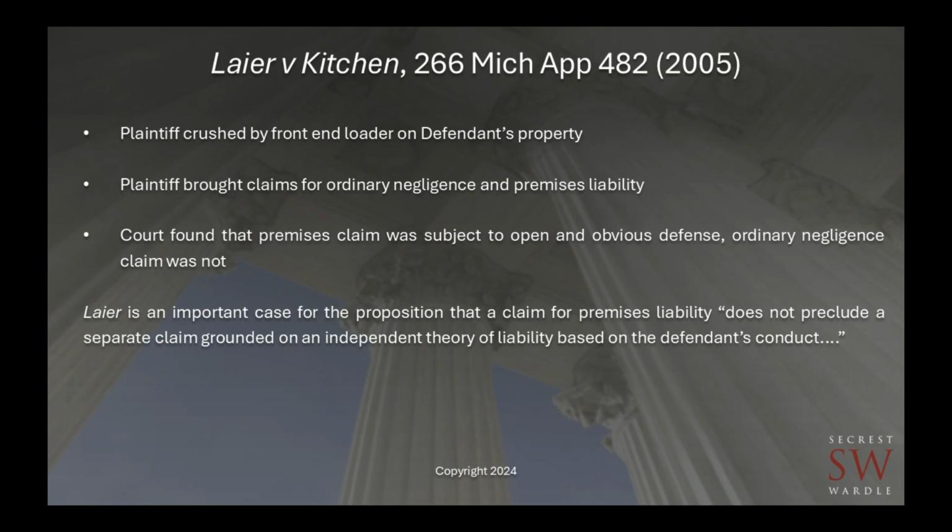First, we'll highlight a few published cases, and then later we'll discuss some unpublished cases, as well as go through a chart that was published by the Michigan Bar Journal that goes through each cause of action with its respective facts. Of note, there is little published case law distinguishing between premises liability cases and ordinary negligence. However, an important starting point is the 2005 Michigan Court of Appeals case of Lair versus Kitchen.